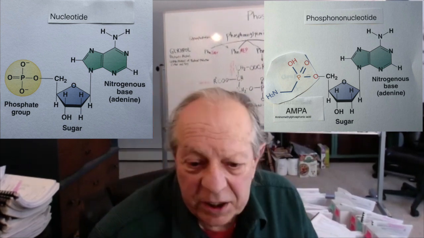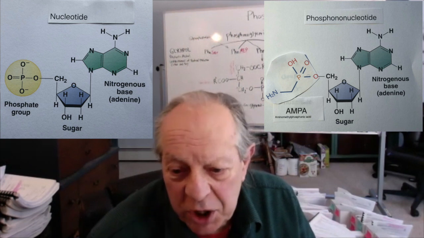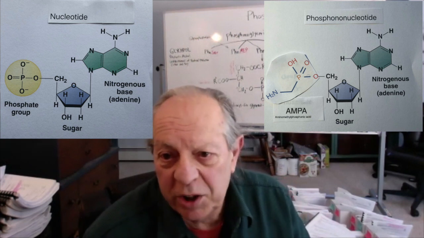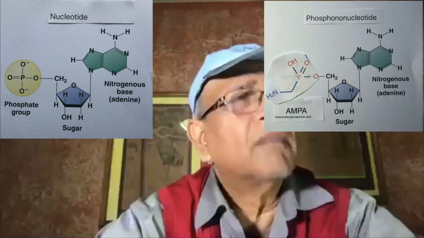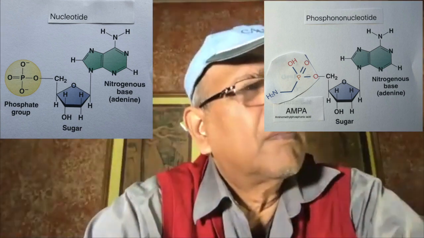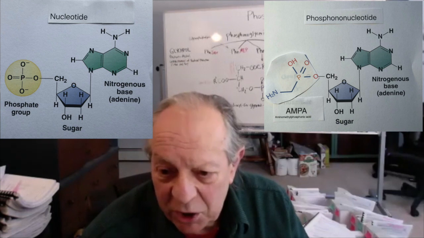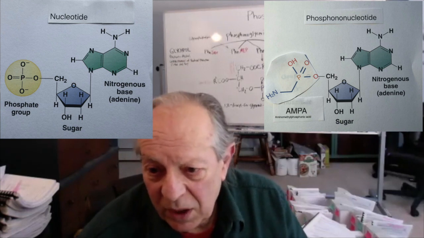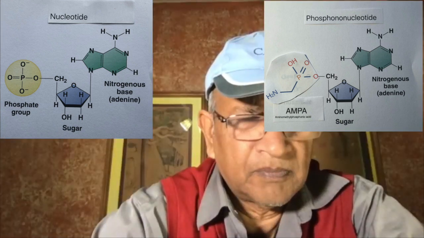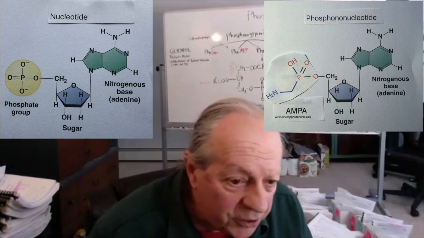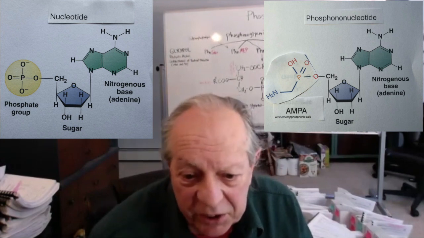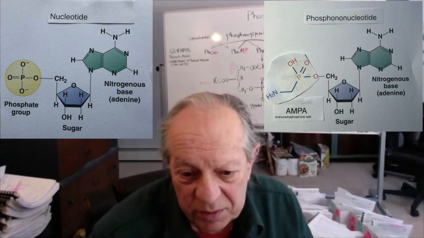Okay, this picture is of a phosphonucleotide. You'll see how AMPA attaches to the sugar molecule of the nucleoside. A nucleoside is the nitrogenous base and the sugar, and it becomes a nucleotide when it's phosphorylated, as in that first picture that I sent you, with the phosphate group.